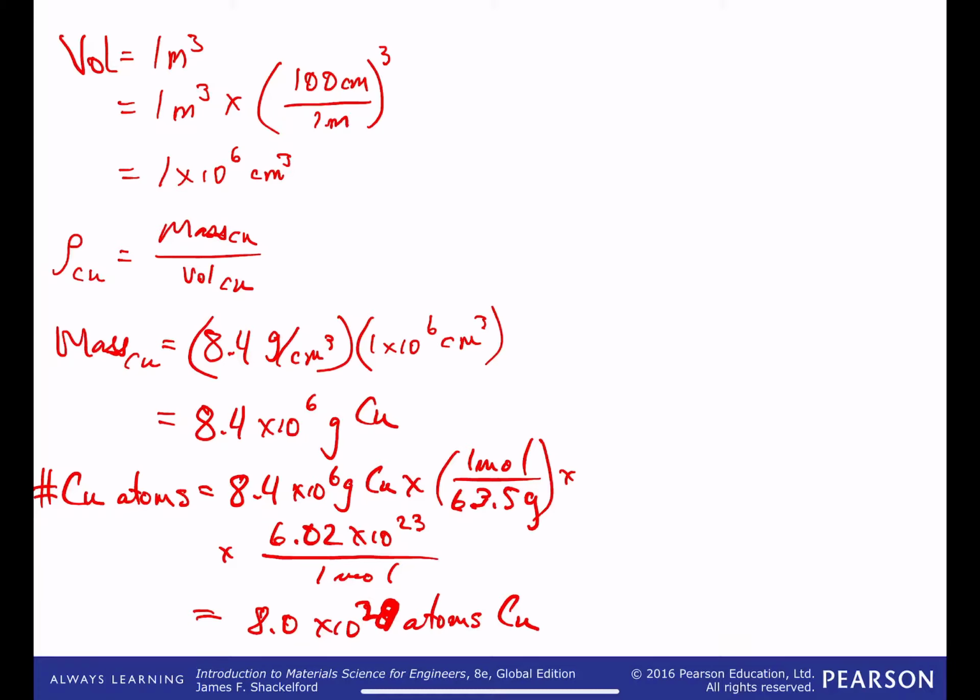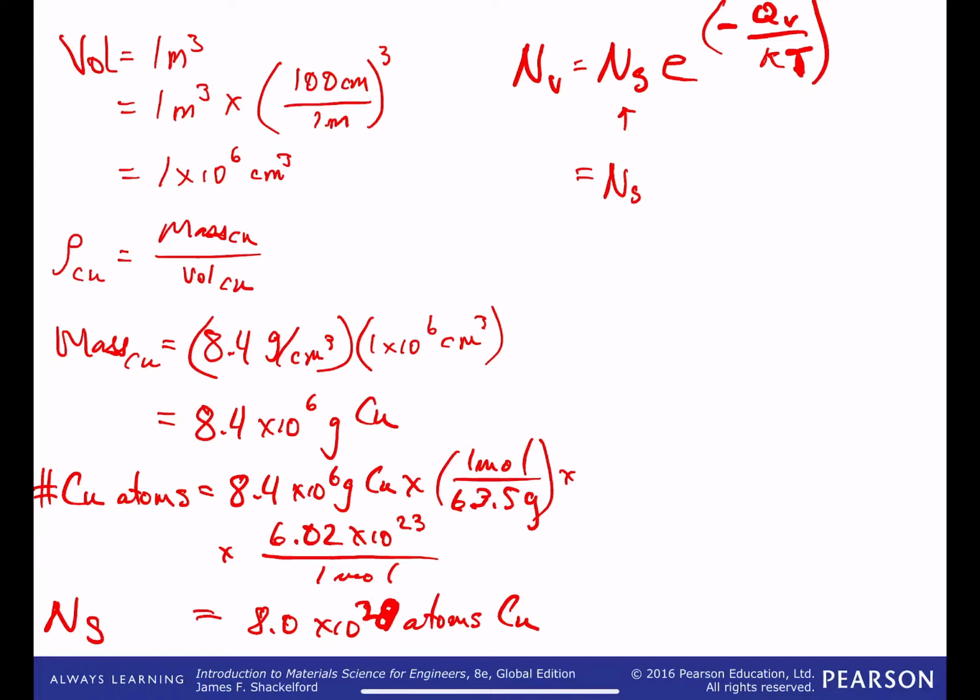Okay. So the number of vacancies is equal to the number of sites times e to the power of minus Qv over kT. I had that by moving the denominator NS to the other side. So the number of copper atoms was 8 times 10 to the 28. We also know that this is NS. That's our earlier comment. So we have this piece here. Okay, so we'll leave that for now, and we'll focus on the exponent here.